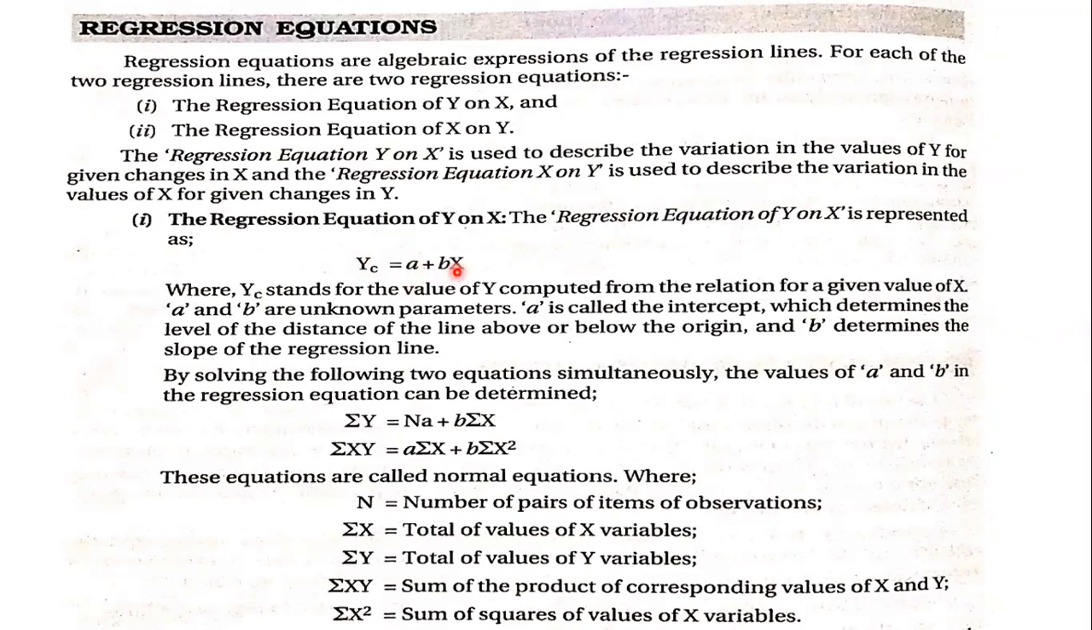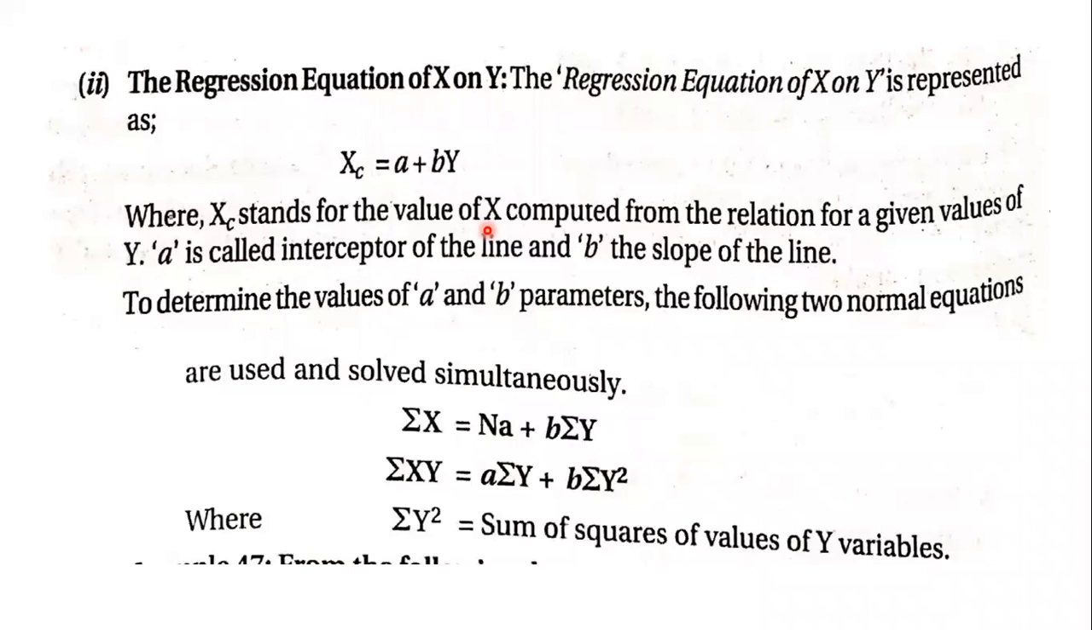Yc is equal to a plus bx is for y on x. And for x on y, just the places of x and y will interchange. So you have xc is equal to a plus by. We have just interchanged the places of x and y. And then the equations are sigma x is equal to n into a plus b sigma y, and sigma xy is equal to a sigma y plus b sigma y square.